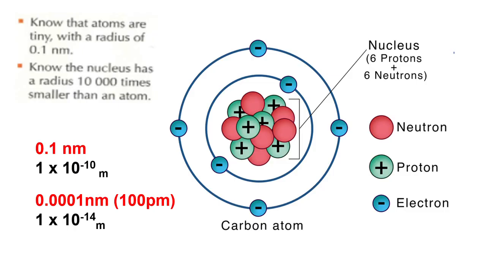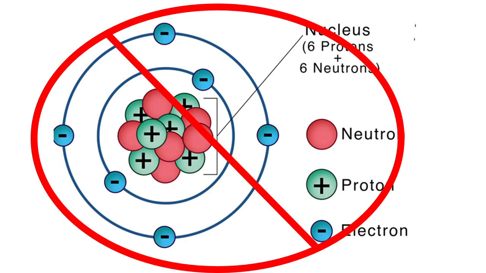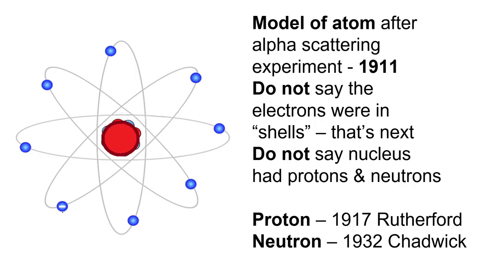Now, this is a common mistake. This thinker gave this picture of the atom. It did not give this picture of the atom. The only picture of the atom after the alpha scattering experiment was this: a positive nucleus with electrons orbiting outside. Do not say the electrons are in shells. That's next. Do not say the nucleus had neutrons. The neutron wasn't discovered until 1932, and the proton not till after 1917. Just a positive nucleus, that's it.